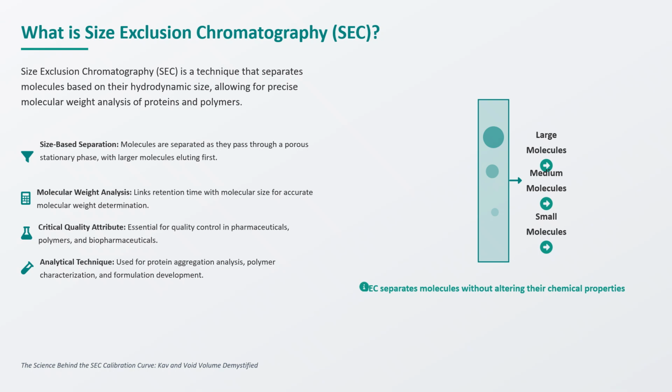Imagine a column packed with tiny porous beads. As molecules flow through the column, larger molecules can't enter most of the pores, so they take a shorter path and elute first. Smaller molecules explore more pores, travel a longer path, and elute later. That's it. No chemical interaction, just size and space. This is why SEC is so powerful for proteins and polymers. It preserves native structure and allows us to study aggregation, degradation, and molecular weight distribution without altering the molecule itself.